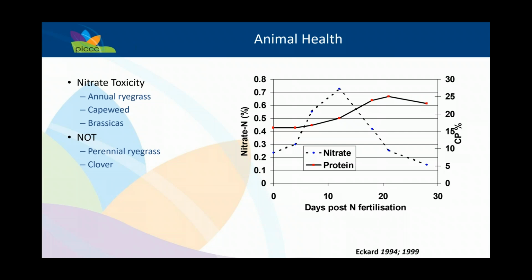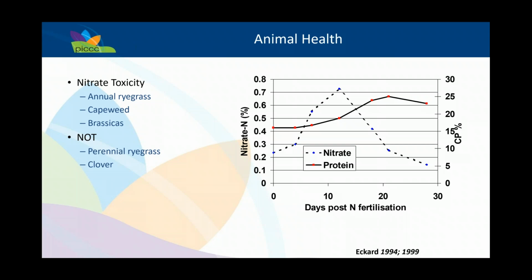There are some species that are known to accumulate nitrate, and they would be annual ryegrass at the top of the list. Short rotation ryegrass as well. I must emphasize that perennial ryegrass is not known to accumulate toxic levels of nitrate. We've never seen it. It's not classified as a nitrate accumulating species. Capeweed is known to accumulate nitrate, and volunteer brassicas from last year's crop that just pop up in your pasture this year can accumulate high levels of nitrate as well.